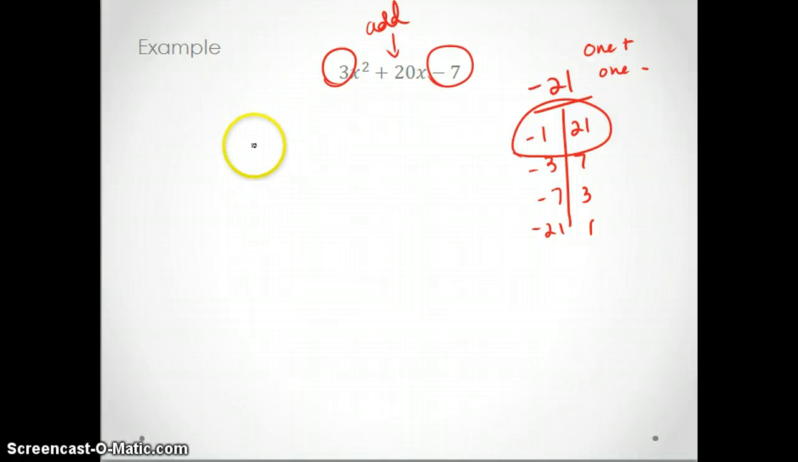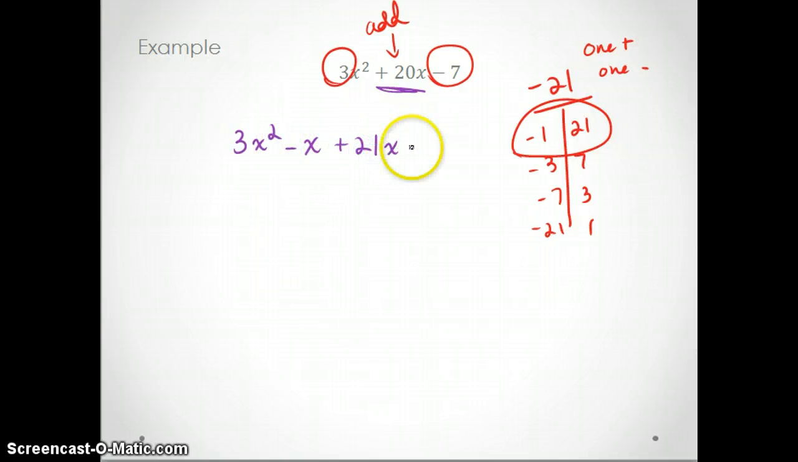So we're going to rewrite our middle term here as negative 1x and positive 21x. So that gives us 3x squared minus x plus 21x minus 7. Okay, you can verify negative x plus 21x gives you positive 20x. Next, we want to treat these as two separate problems, and we're going to factor each half.